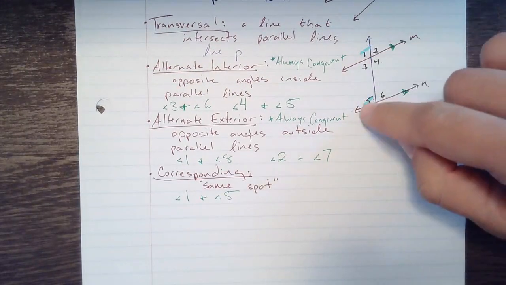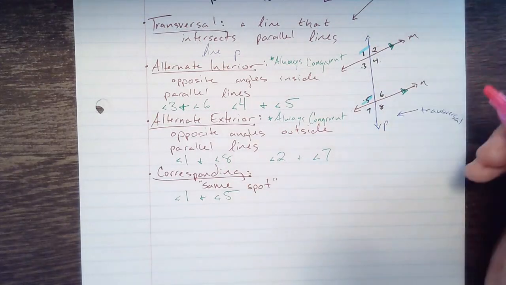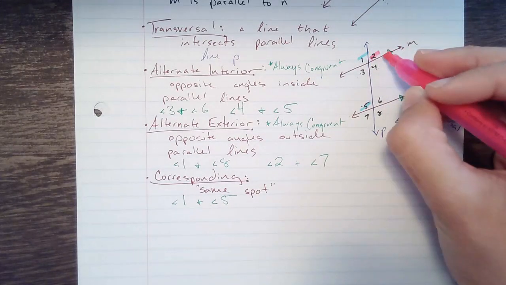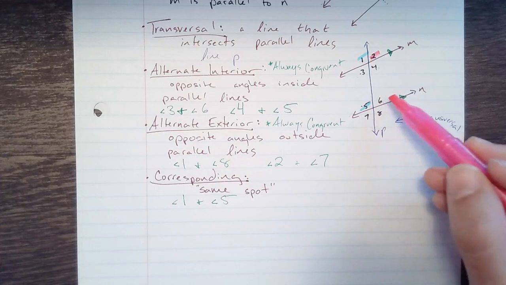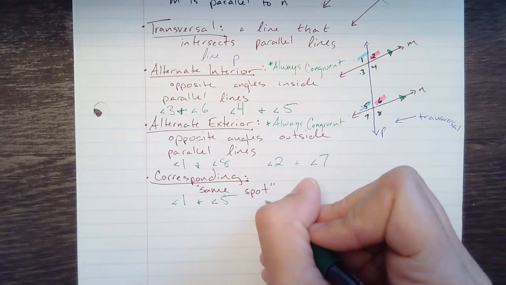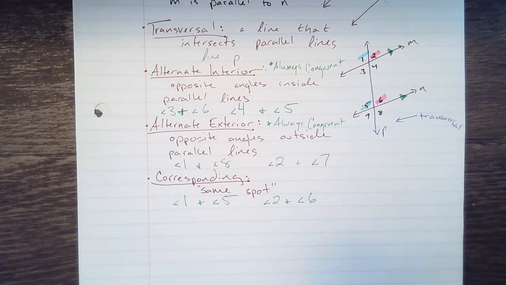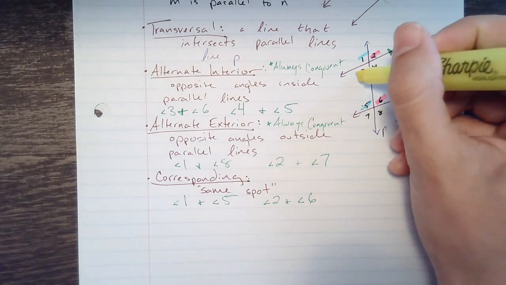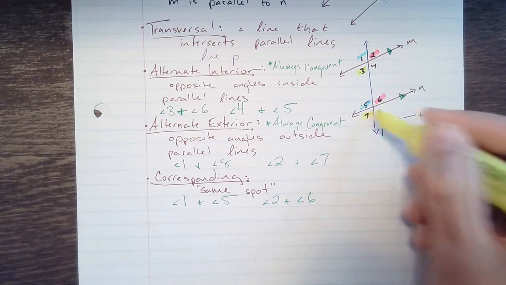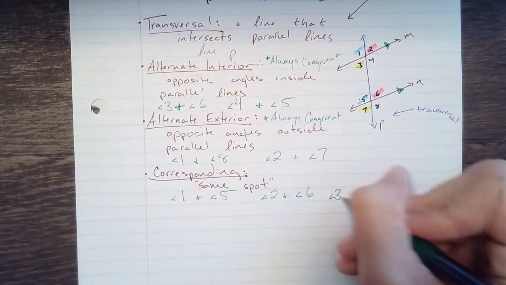So then if we look at angle 2, angle 2 is on the top right of these, and the top right is going to be angle 6. So angle 2 and angle 6. Then we look at 3, which is in the bottom left of that section, so bottom left here is going to be angle 7. And then notice last we have 4 in the bottom right, and then 8 in the bottom right.